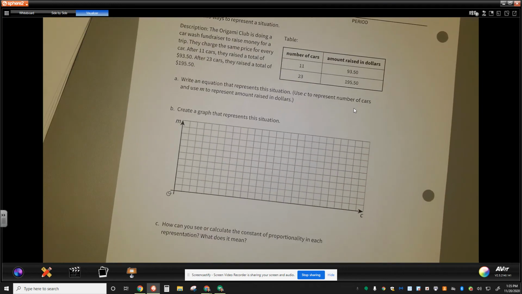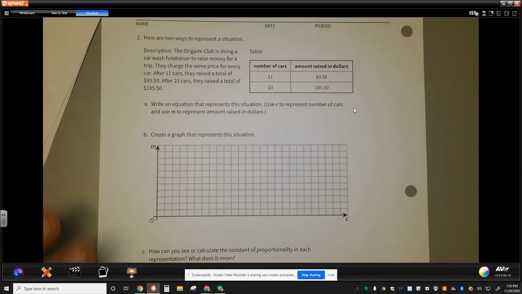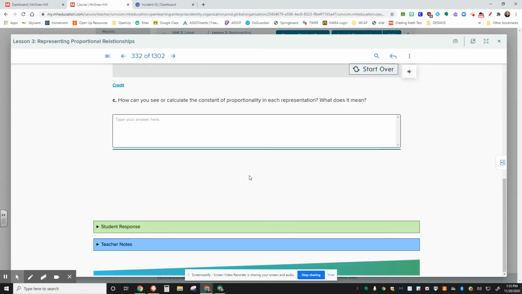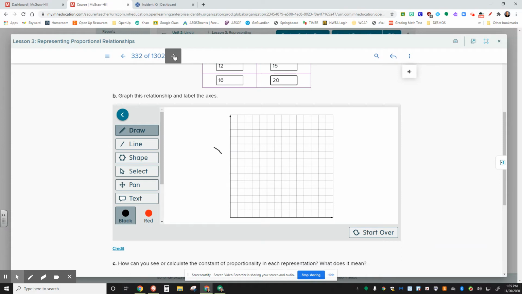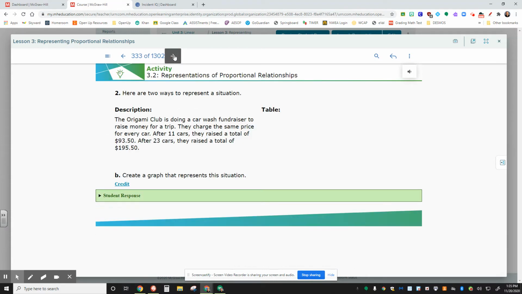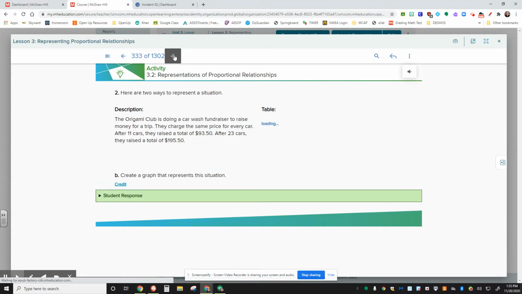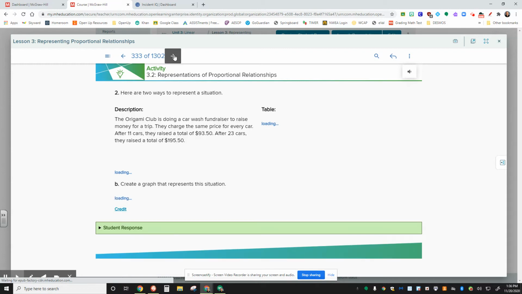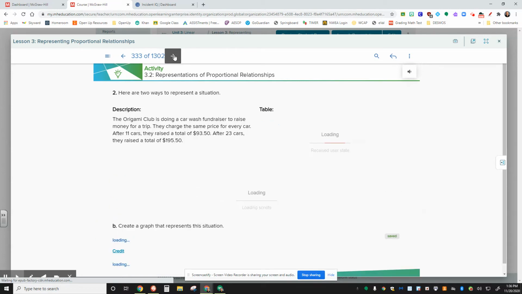Let's talk about our friends over at the Origami Club. This is on the next section that we're dealing with. Feel free to go ahead and fill everything out on here as you get going, since you don't have the paper. Friends at the Origami Club, what they're looking at is having a car wash, or a fundraiser that does a car wash. And we know that they're wanting to raise money for a trip, and they charge the same price for every single car.